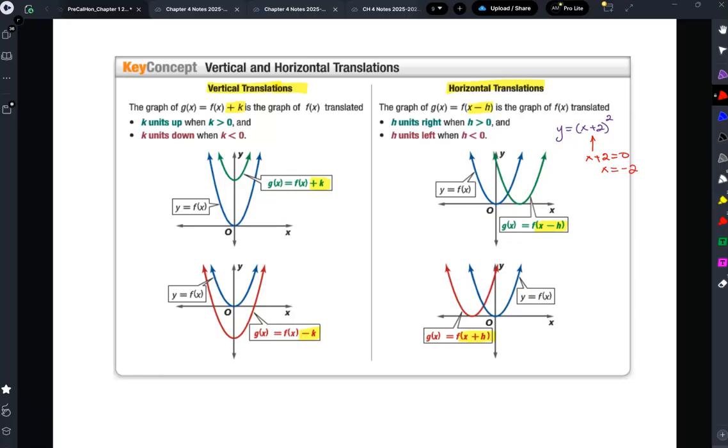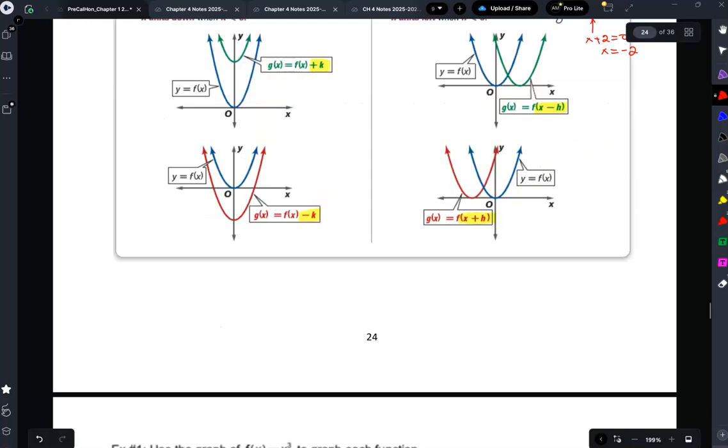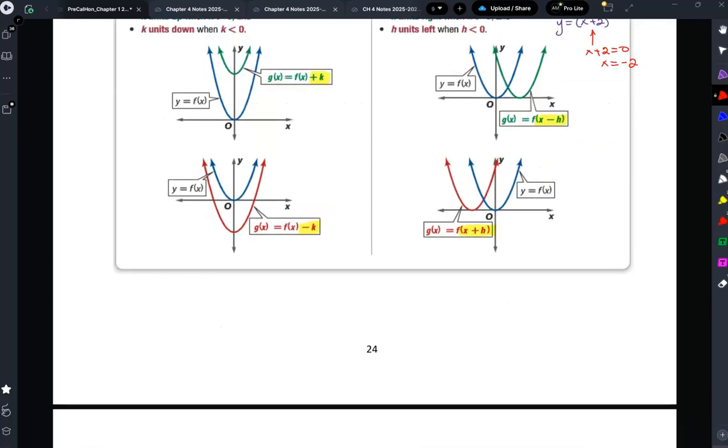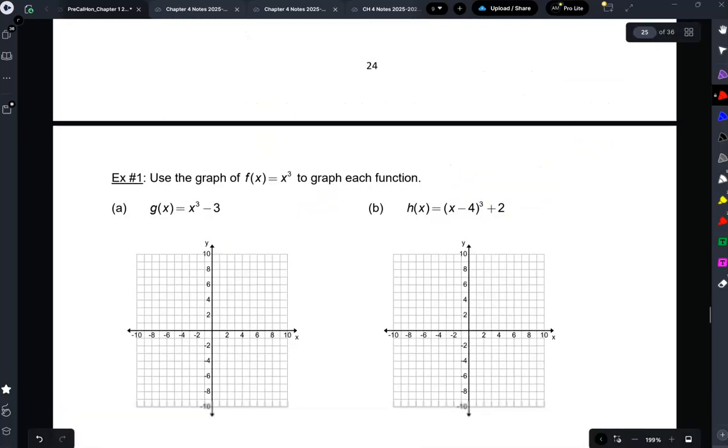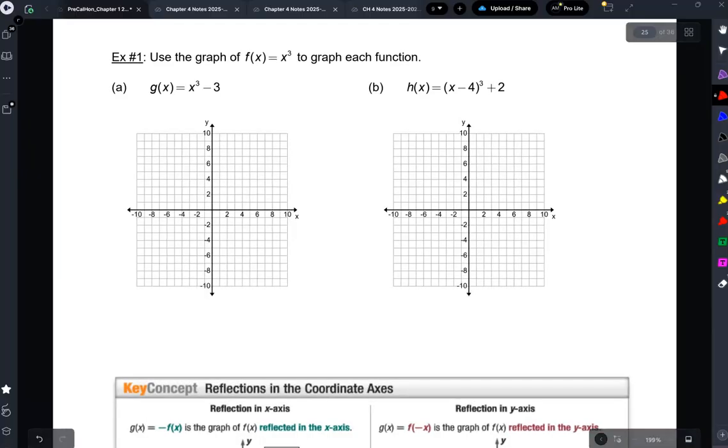X equals negative 2, so it moves over to the left. Questions on this? We've done this so many times. Okay, so let's graph then. Use the graph of x cubed to graph each function. Okay, so here we go.